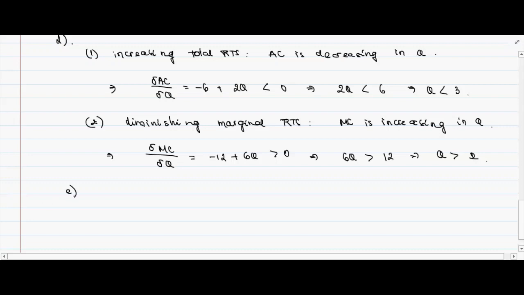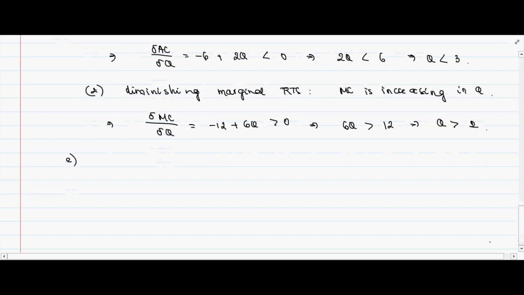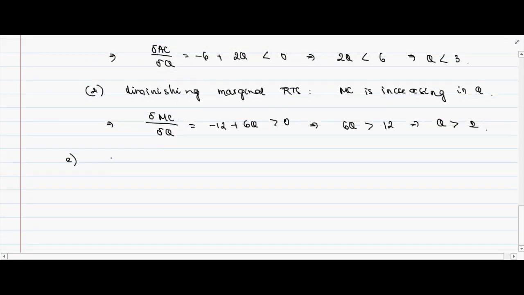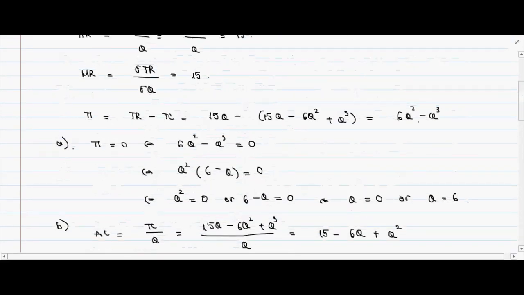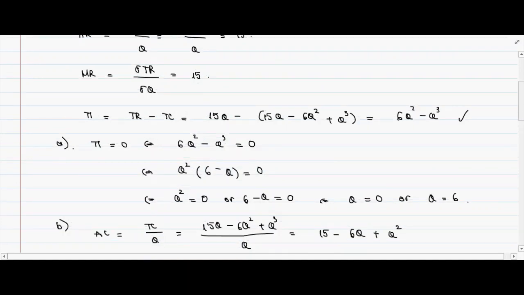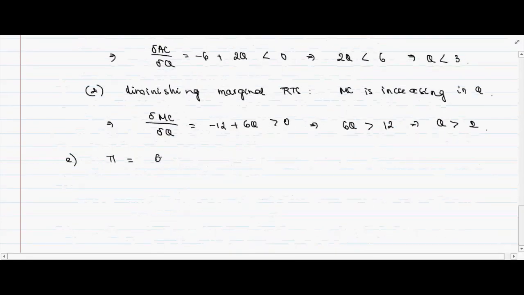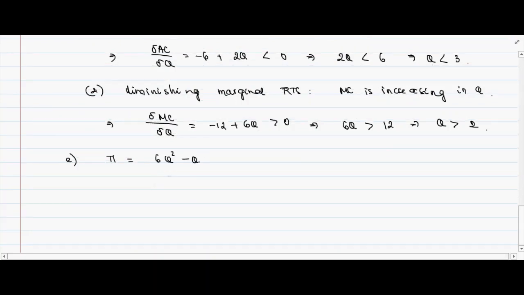Okay, so part E: confirm that the first order condition for profit maximization, P equal to MC, is satisfied if the firm chooses output Q equal to 0 or equal to 4. So for the profit maximization, we found the profit function earlier, which is here. The profit is 6Q squared minus Q cubed. The profit is going to be maximized when the differential of the profit with respect to Q equals 0. So this is the first order condition.